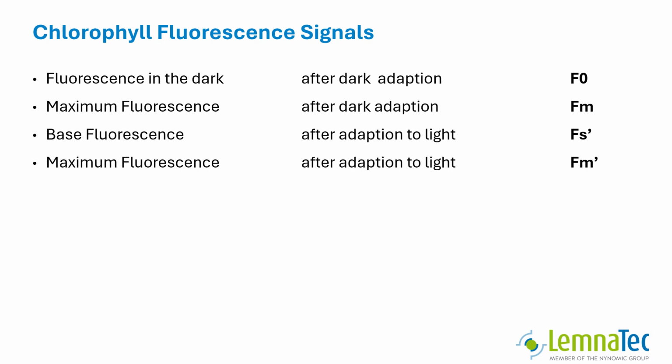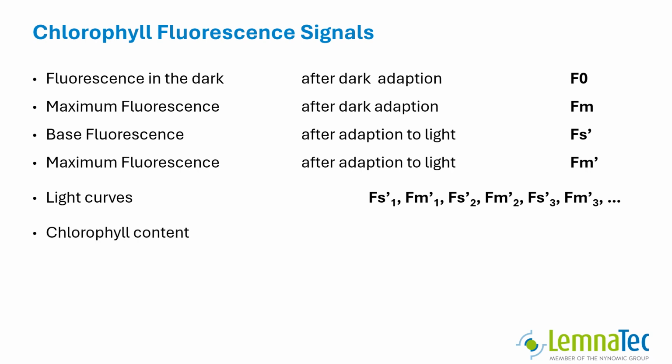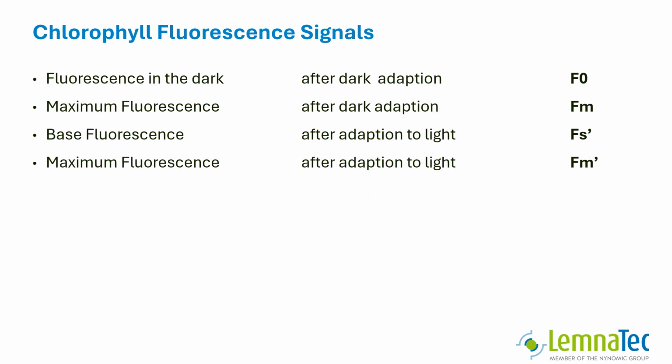Some sensors create additional images. For instance, they record light curves with varying actinic light and therefore create multiple instances of Fs' and Fm'. Others record images representing the chlorophyll content. Others again record red, green, and blue frames to reconstruct an RGB image. And there are more options in some other sensors. In this video, however, I will focus on these four alone. So without further ado, let's go into LemnaGrid.